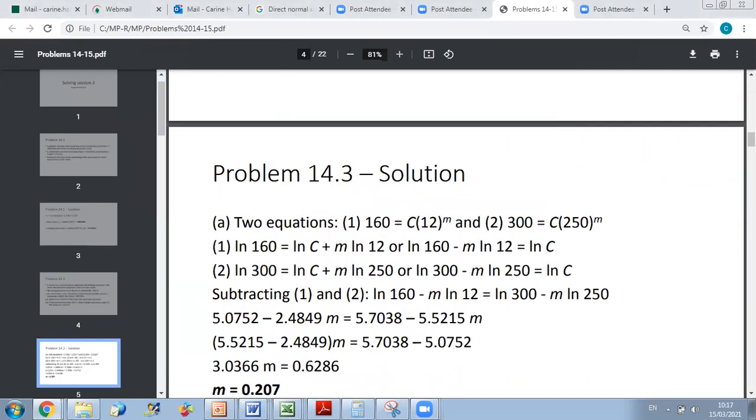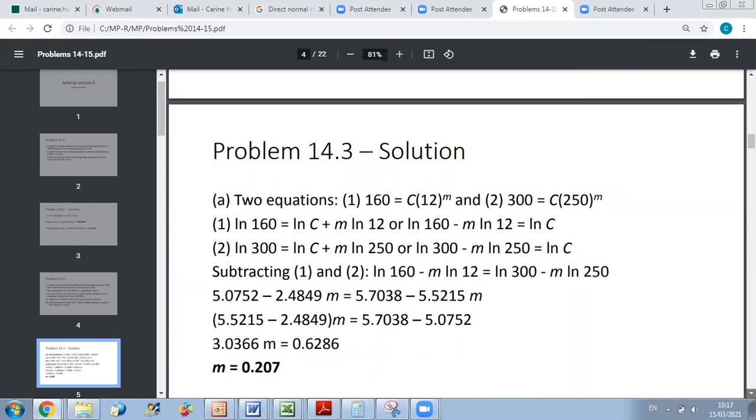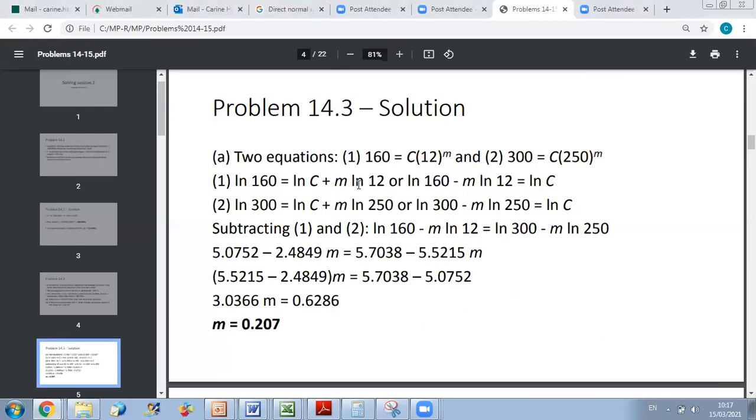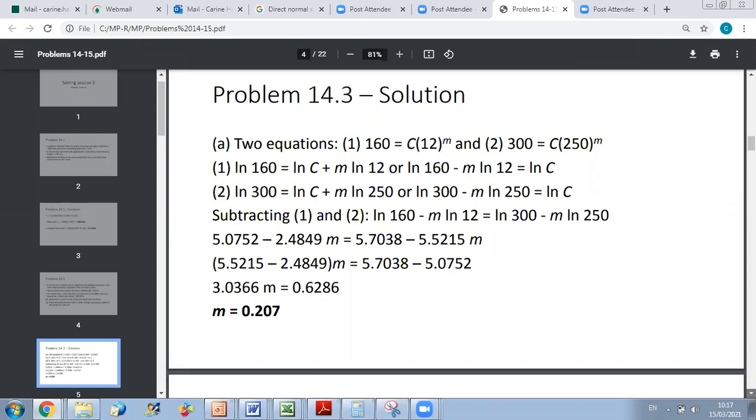So first here, we set the 2 equations. Here, for the solution, instead of dividing, they linearized both equations by taking ln of both sides, and then they solved for m by eliminating ln of C. Once they got m, you can replace in equation 1 or in equation 2. Since when you have ln, you might have some errors in calculation, they replaced m in the 2 equations.